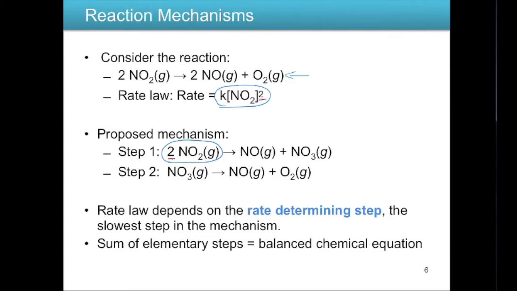Okay, again, this is not the case with overall reactions. It's only the case with elementary reactions. And the other thing that has to be true is that the sum of the steps of a reaction mechanism must equal the balanced chemical reaction, just like we've seen in the previous 2 slides.